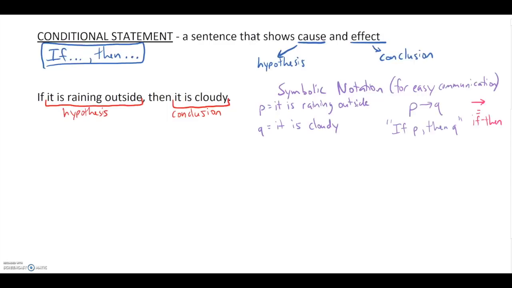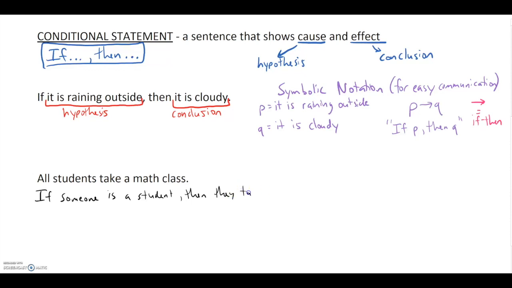So let's see one more example then. All students take a math class. Right now this is not an if-then statement, but we can rewrite it as one and say that if someone is a student, then we know they take a math class.